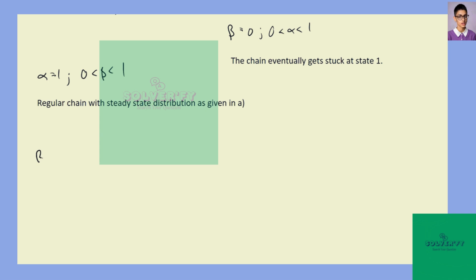And likewise, if beta is equal to 1 and alpha is between 0 and 1, this is again a regular Markov chain with a steady state distribution given by our result in part A.